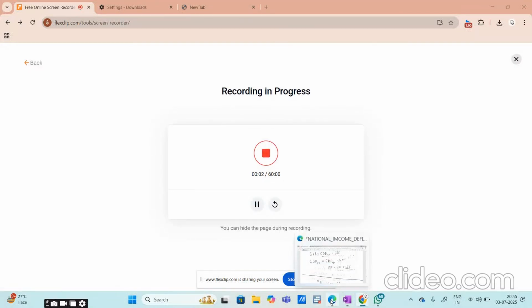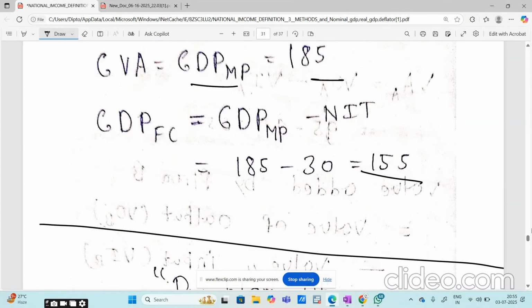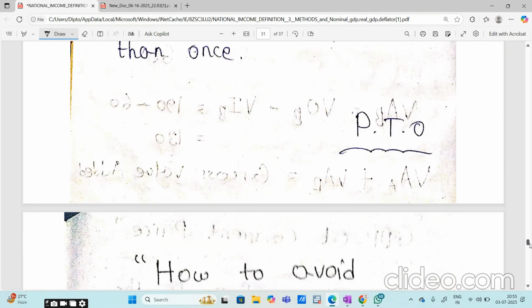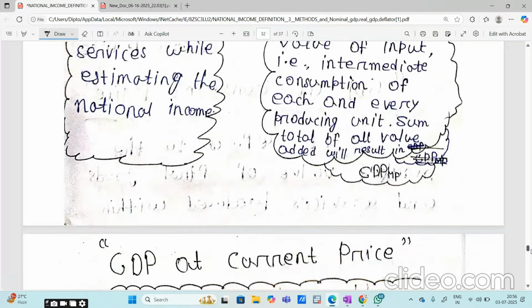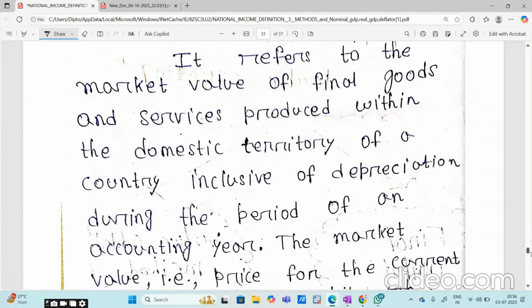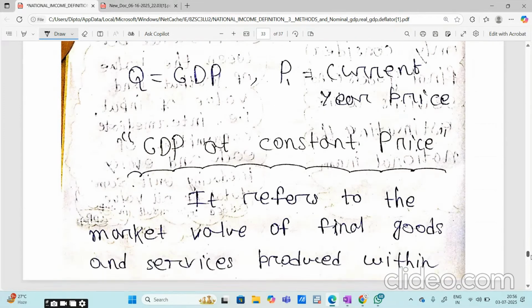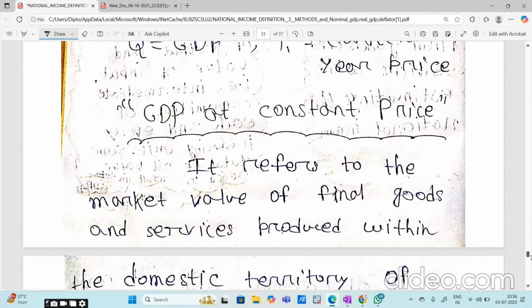Okay, in this part we are going to discuss very important terminologies of GDP calculation. The problem of double counting we are going to discuss. We are also going to discuss how to avoid double counting. We are also going to discuss GDP at current price, the concept of GDP at constant price, disposable income.